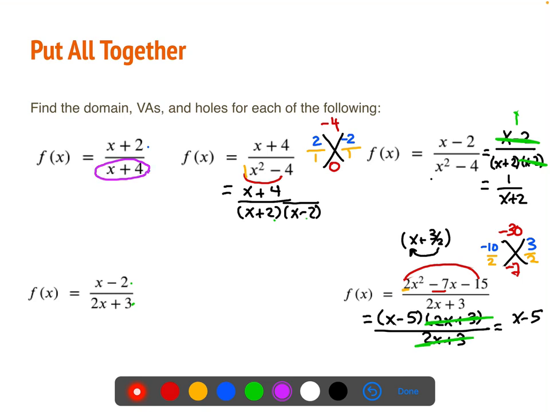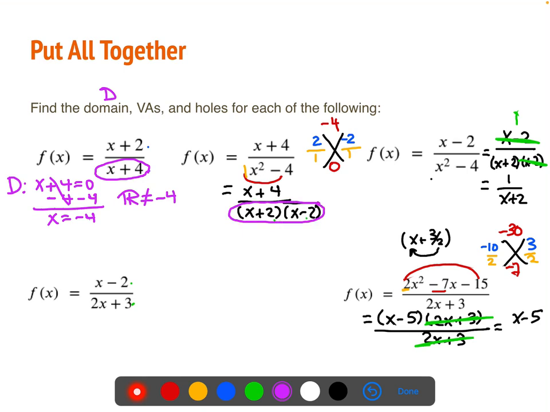So my domain was setting whatever was in the original problem in the bottom equal to 0. So domain, I'm going to abbreviate that capital D for domain, is setting the bottom equal to 0 and solving for x. So I get negative 4. So the domain is all real numbers except negative 4 on the first one.